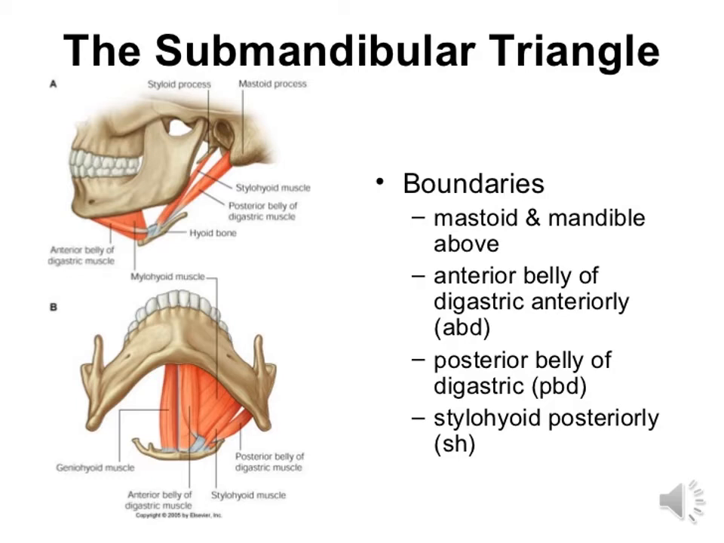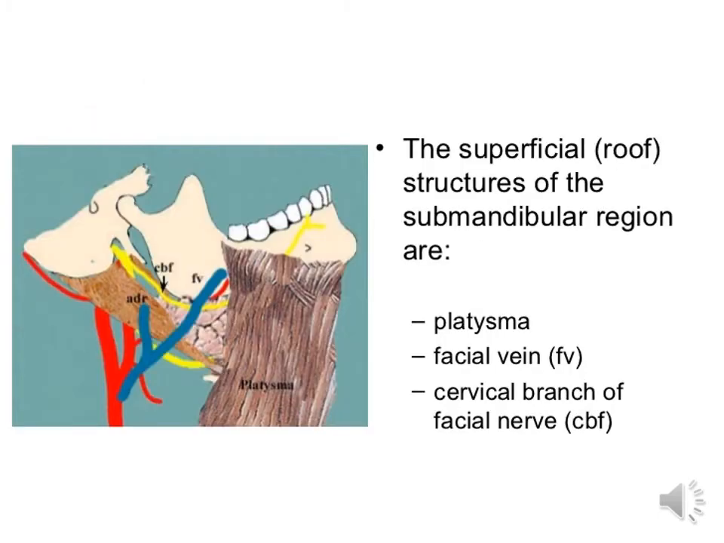Again, we give the boundaries of the submandibular triangle: above, the mastoid and the base of the mandible; anteriorly, the anterior belly of the digastric muscle; posteriorly, the posterior belly of the digastric muscle and stylohyoid process. The roof of this triangle consists of skin, then the platysma, and we have the facial vein and the cervical branch of the facial nerve within the roof of this triangle.